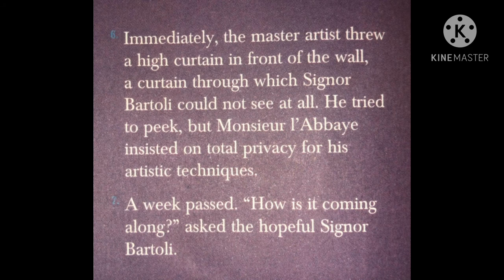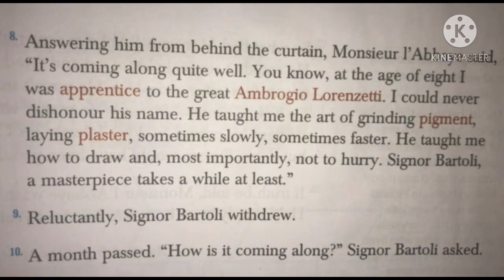A week passed. How is it coming along? Asked the hopeful Signor Bartoli. Answering him from behind the curtain, Monsieur Lobe said, "It's coming along quite well. You know, at the age of 8, I was apprenticed to the great Ambrogio Lorenzetti. I could never dishonor his name. He taught me the art of grinding pigment, laying plaster, sometimes slowly, sometimes faster. He taught me how to draw and, most importantly, not to hurry. Signor Bartoli, a masterpiece takes a while at least."